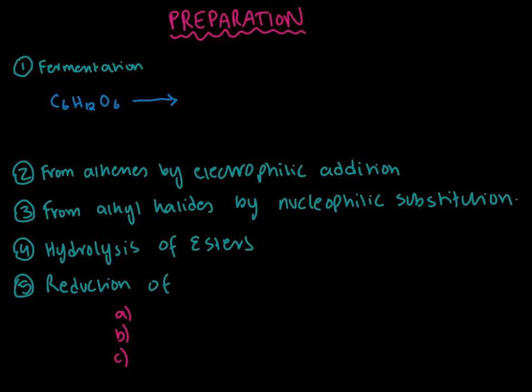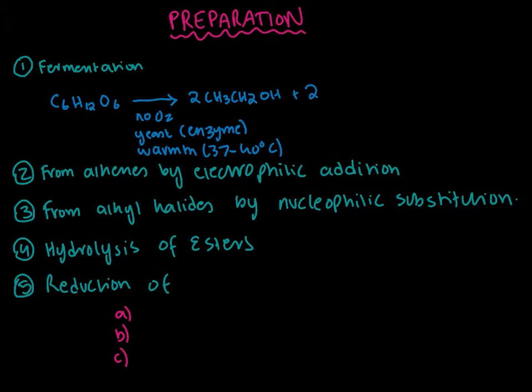And the conditions for this reaction are that you're not going to need any oxygen, so it's going to be anaerobic. You need yeast, which is going to be the enzyme for this reaction. And you're going to need warmth, which in this case, the temperature is going to be 37 to 40 degrees Celsius. And this is going to give you ethanol and carbon dioxide.